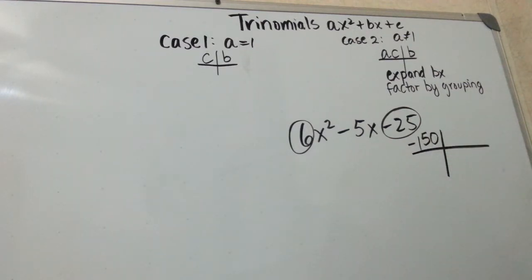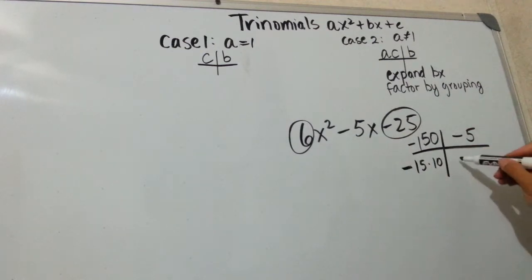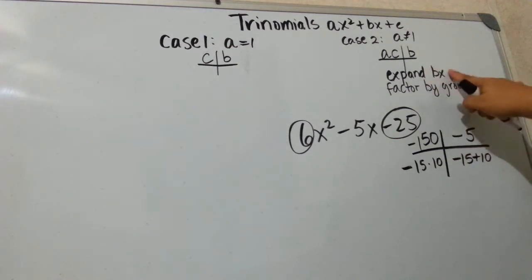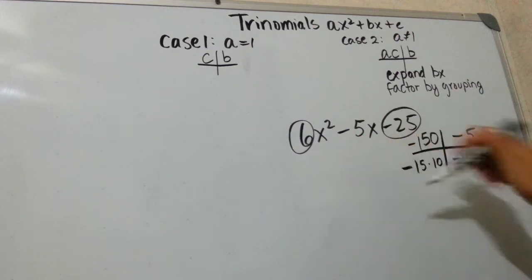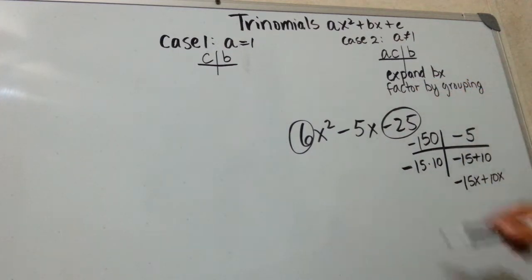Right, 6 quarters is $1.50. But they have to add up to negative 5. Oh my gosh, I got it. Negative 15 times 10. Because when we add them, we get a negative 5. But now we need to expand the middle term. So instead of writing negative 5x, we're going to write negative 15x plus 10x. And then we're going to factor by grouping.